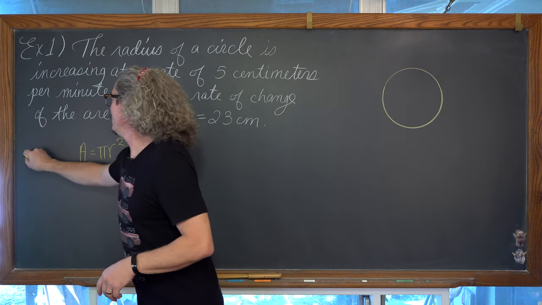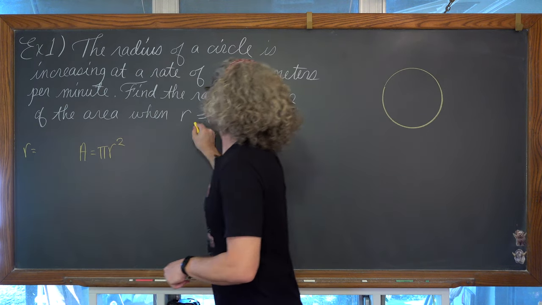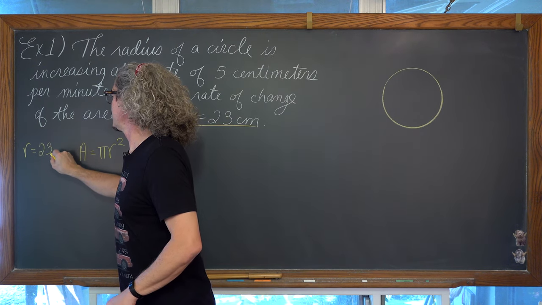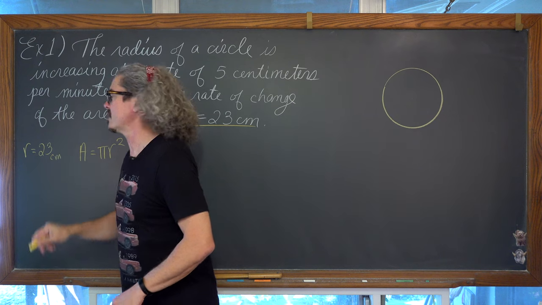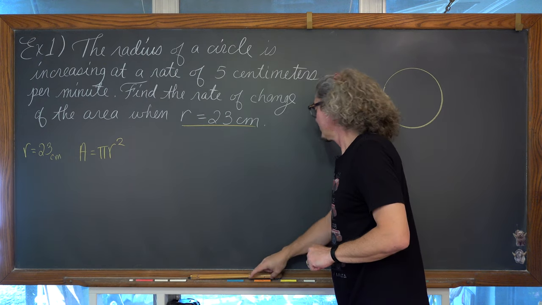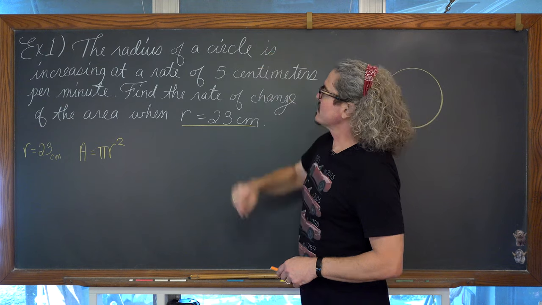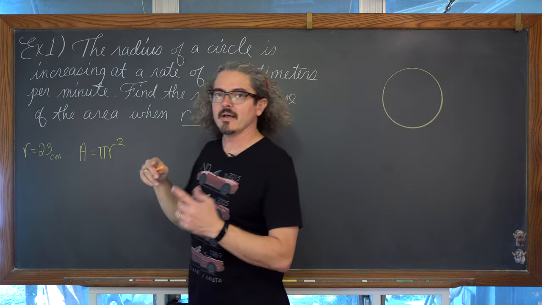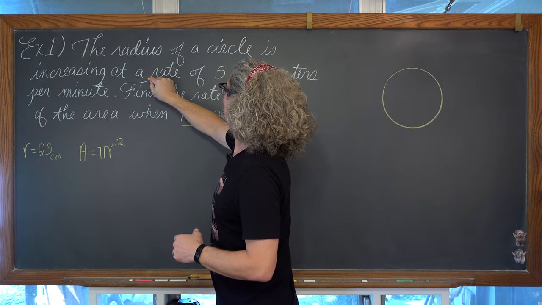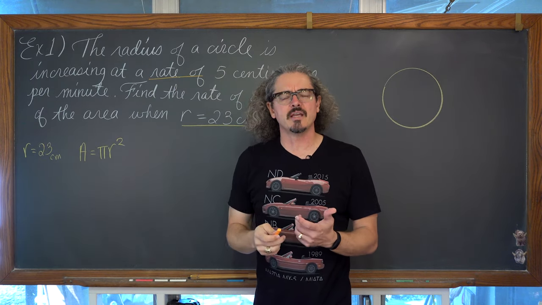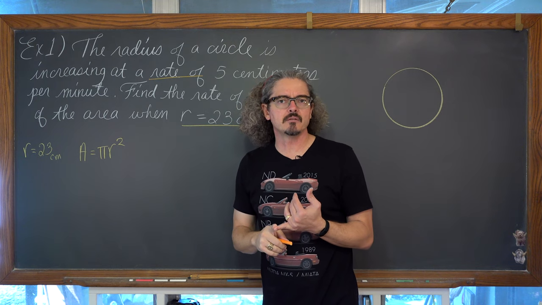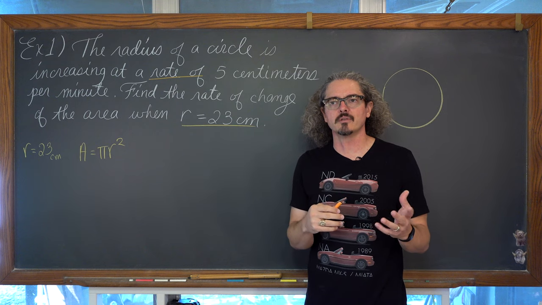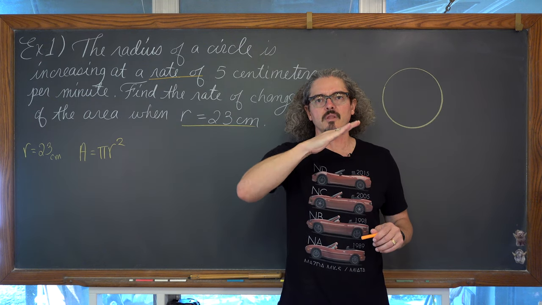We do know, we were given, that the radius is supposed to be at a moment in time. We're going to pick when the radius is equal to 23 centimeters. The radius of a circle is increasing. The radius is increasing at some particular rate. Rate of change is a phrase that we would use interchangeably in algebra with slope, the rate of change for a line.